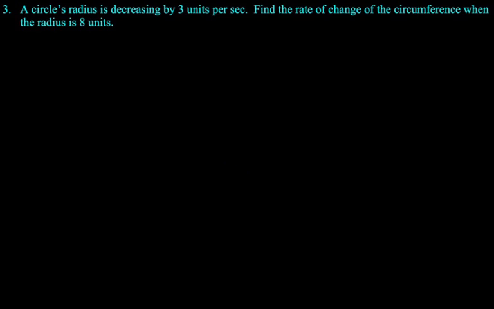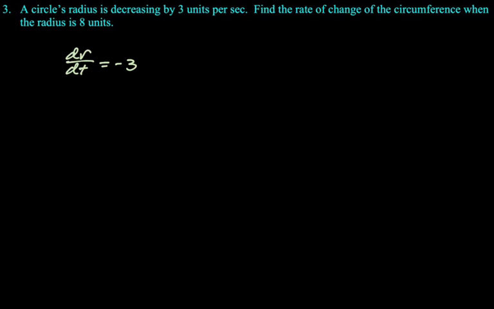All right, next up. A circle's radius is decreasing by 3 units per second, so getting smaller, so that's going to be a negative rate of change. Find the rate of change of the circumference when the radius is 8 units. This is a pretty straightforward problem, I think. As we discussed, dr/dt is going to be negative 3 because you're decreasing, units per second.